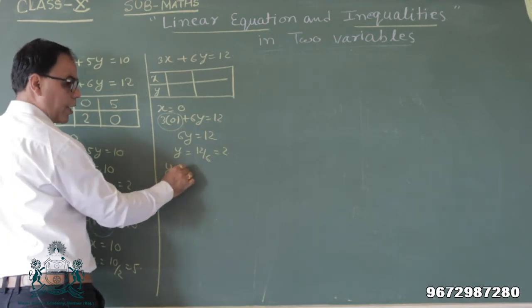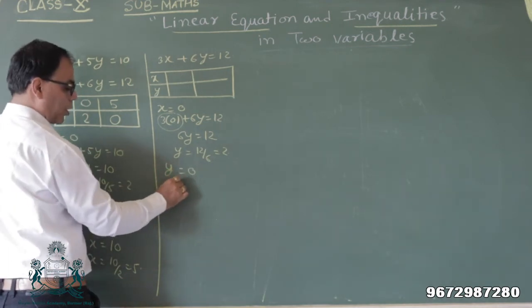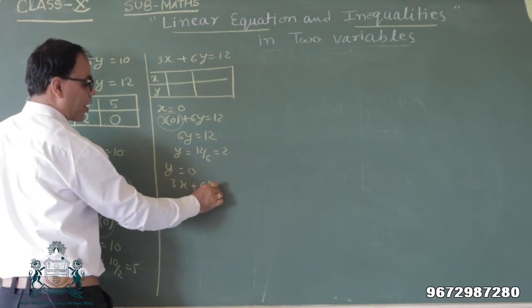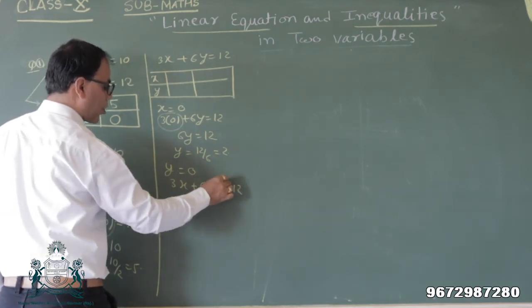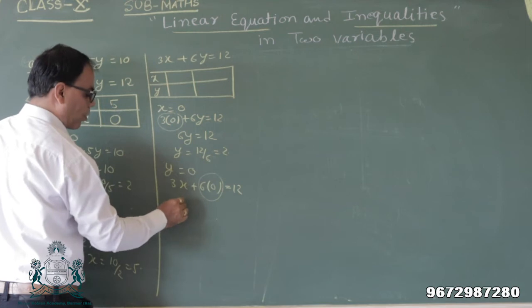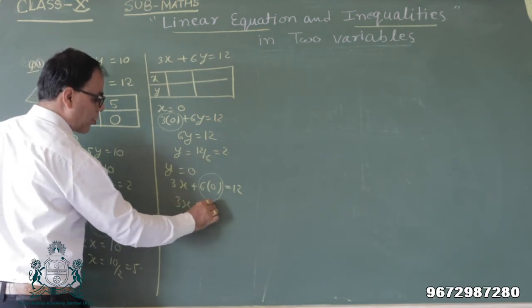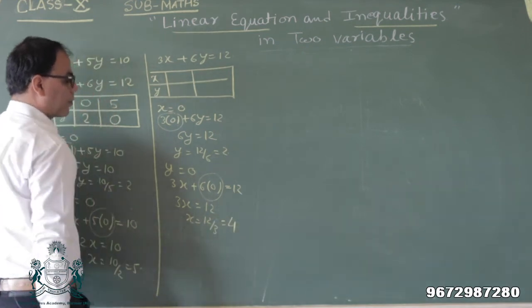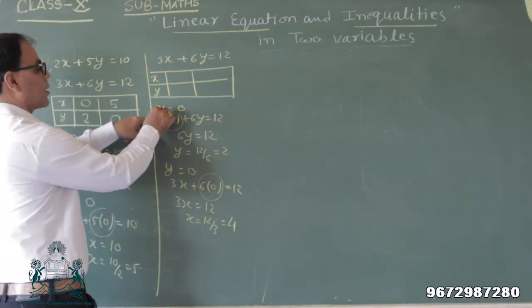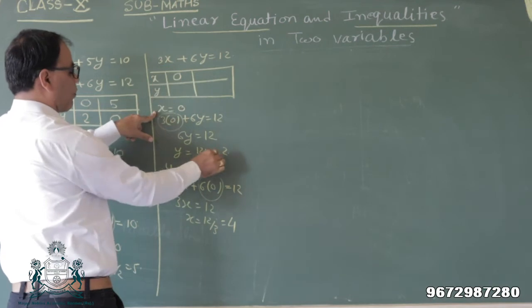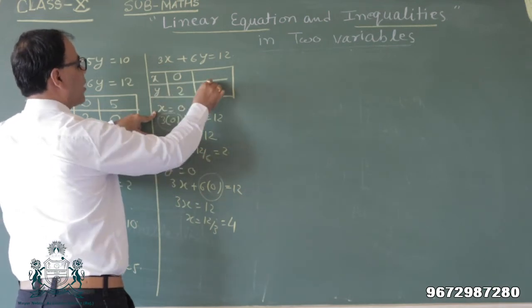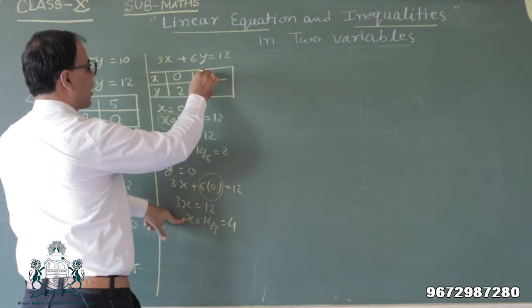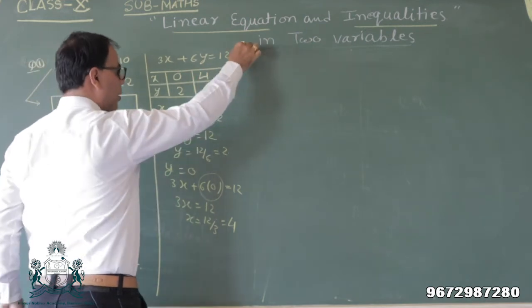Second case, y equal to 0. 3x as it is, 6y, put the value 0 equal to 12, this number 0. 3x equal to 12, x equal to 12 by 3 and 4. Put the value of x equal to 0, therefore y equal to 2. And y equal to 0, then put the value of x equal to 4.